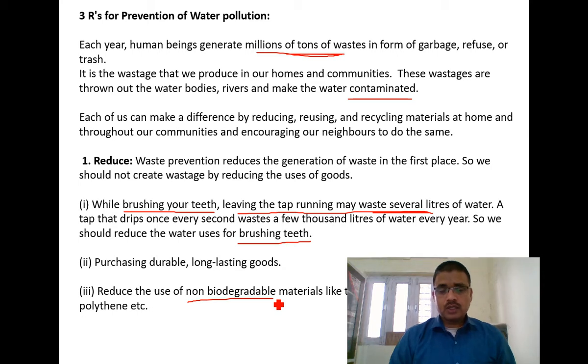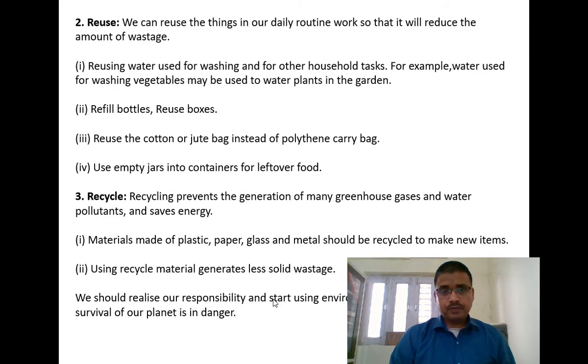Now, the second one is reuse. When we talk about reusing things in our daily routine work, it will reduce the amount of wastage. Reuse water you use for washing or other household tasks. Water used for washing vegetables may be used to water plants in the garden. Now, refill bottles: if we use refill bottles, the use of water will be minimized.